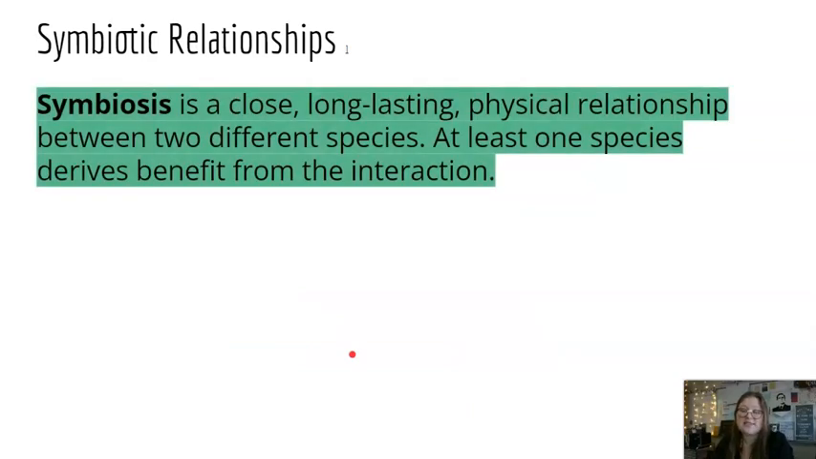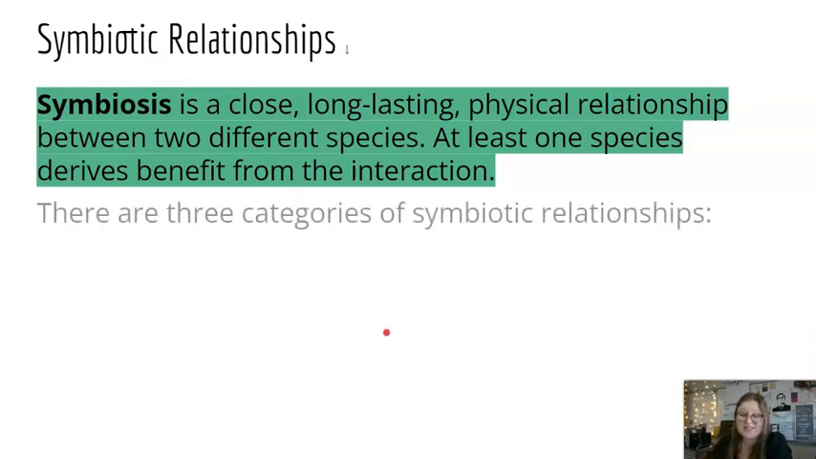All right, so our next type of relationships we're going to talk about are symbiotic relationships. Symbiosis is a close, long-lasting physical relationship between two different species, and at least one species derives benefit from the interaction. By physical relationship, it means they are physically close to each other. They are interacting pretty constantly.